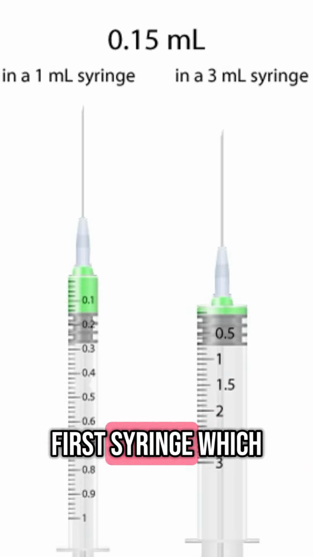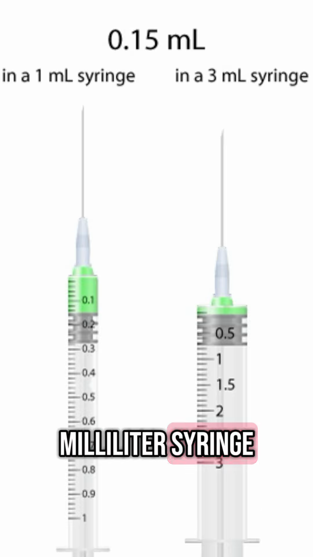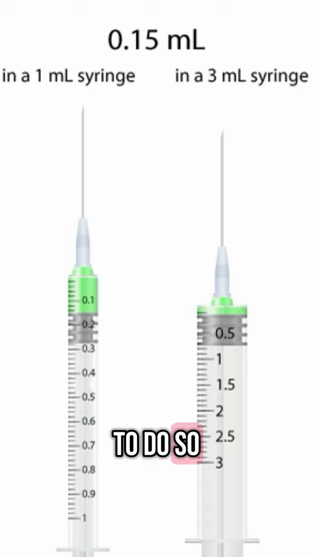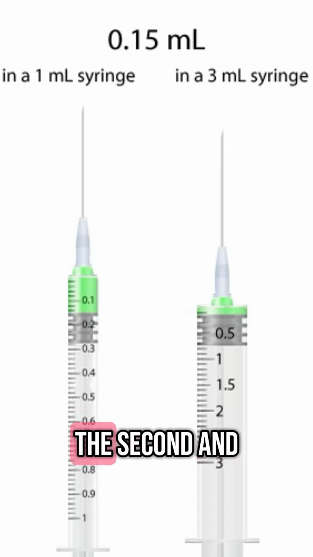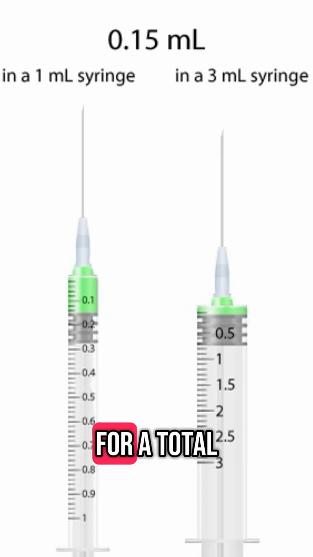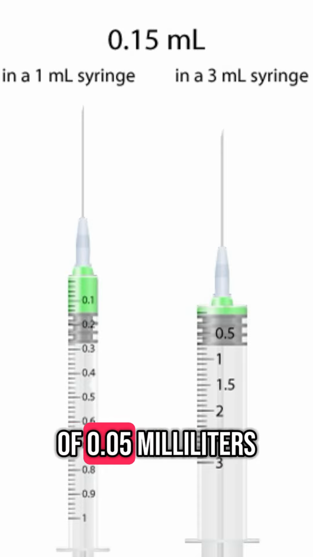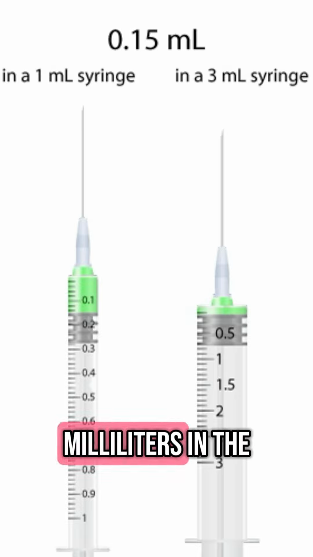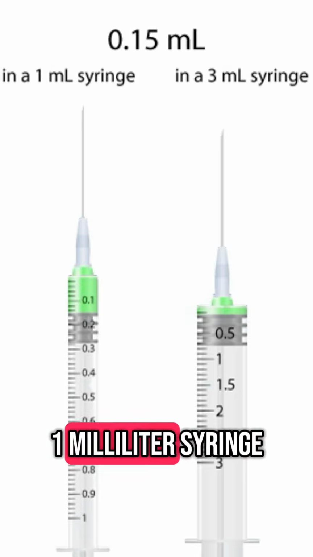So for the first syringe, which is the 1 milliliter syringe, we're going to draw up 0.15 milliliters. To do so, you will go past the 0.1 milliliter mark to in between the second and third small line for a total of 0.05 milliliters. And that's how we will draw up 0.15 milliliters in the 1 milliliter syringe.